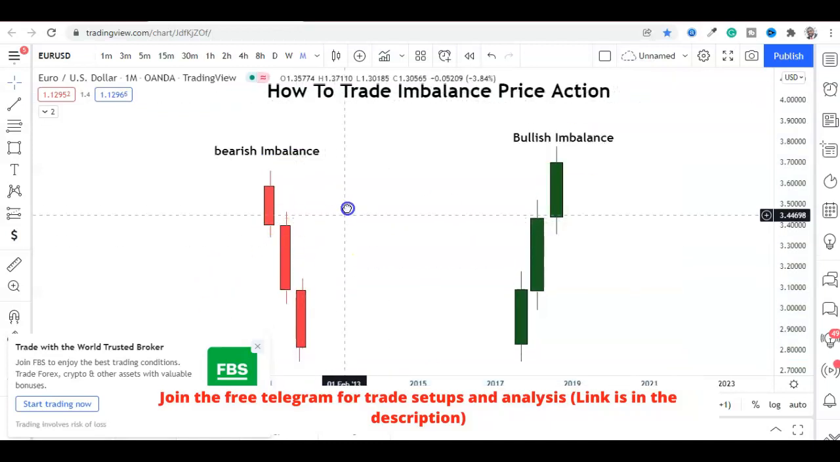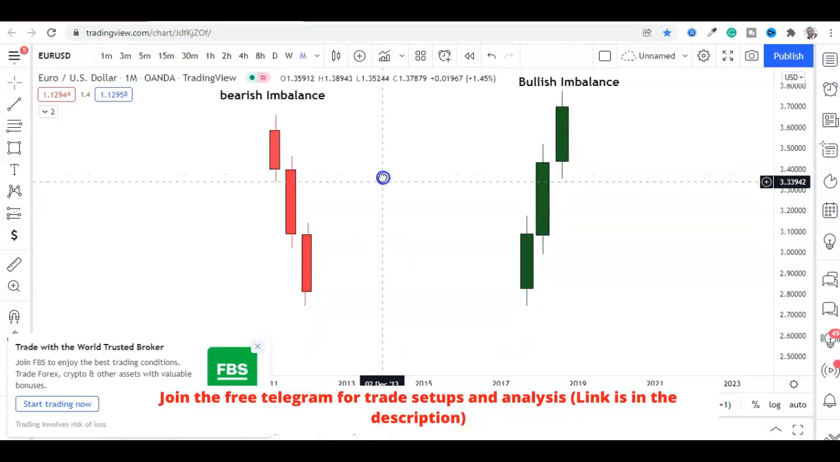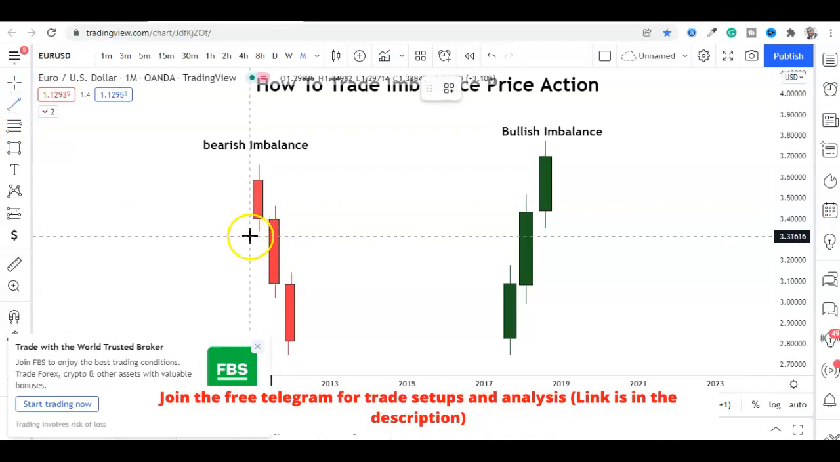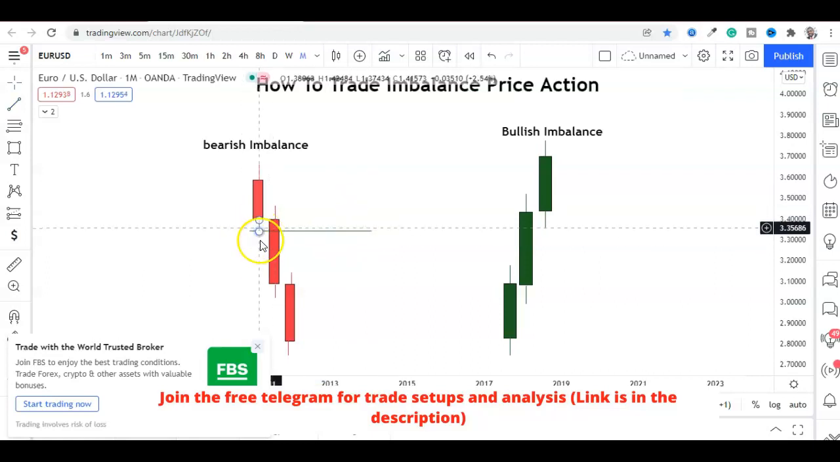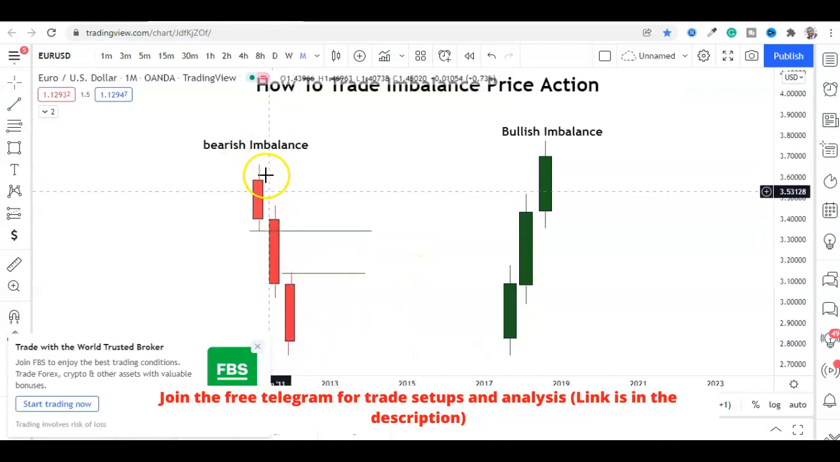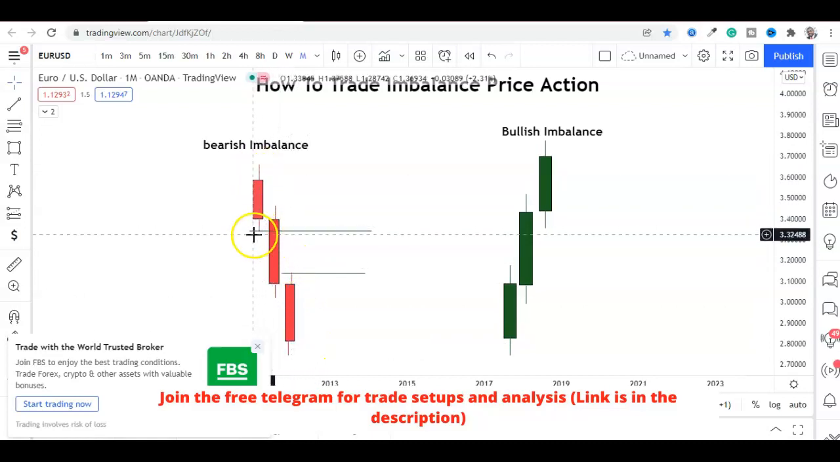Now we have bearish imbalance and we have bullish imbalance. Bullish imbalance happens when price moves up, and bearish imbalance happens when price moves down. To identify the imbalance is simply to find the gap within the price: the low of this candle, which is this wick, and the low of the third candle. In order to identify imbalance, you must look at three candles. 1, 2, 3.